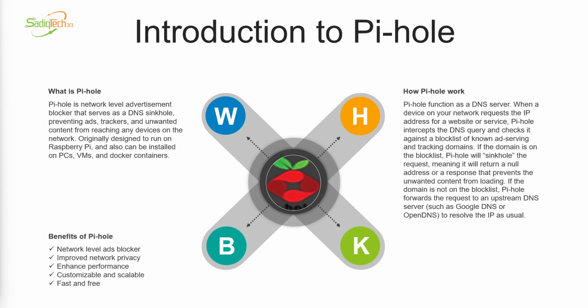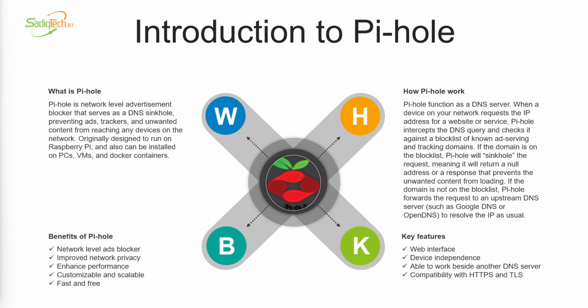What are the benefits of Pi-hole? Pi-hole is a network-level advertisement blocker. It improves network privacy, enhances performance, is customizable and scalable, and is fast and free. What are the key features of Pi-hole? It has a web interface and device independence.